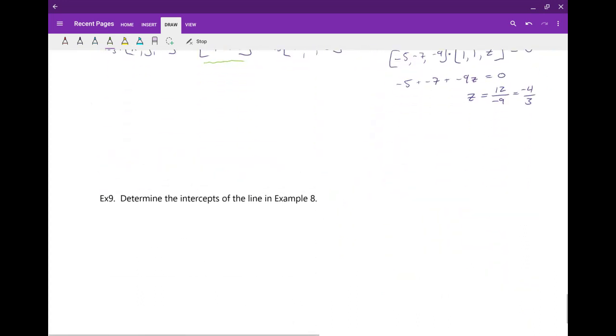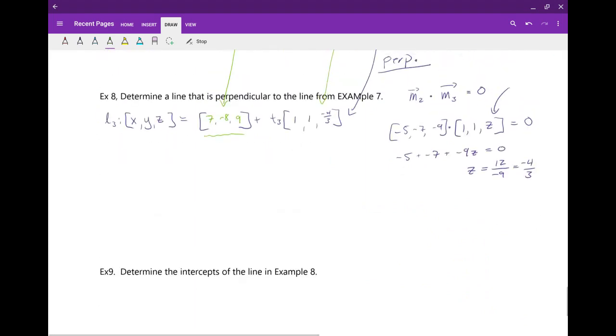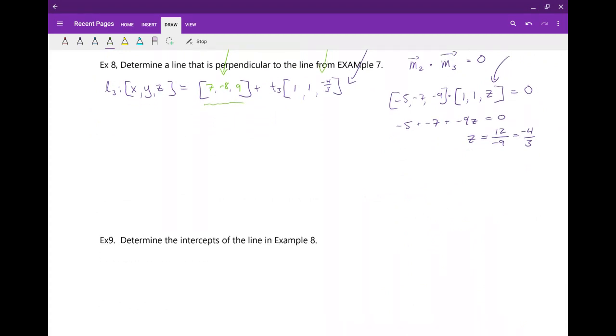All right. We want to determine the intercepts of the example in line 8. Okay. Well, line 8 is line 3, I guess. And so we're going to do a 7, a negative 8. Oops, I messed that up. Remember, it's an X, a Y, and a Z. I'll switch to blue for this example. It's pretty nice blue, actually. And this is T3. And we've got a 7, a negative 8, and a 9. We got a 1, and a 4/3.